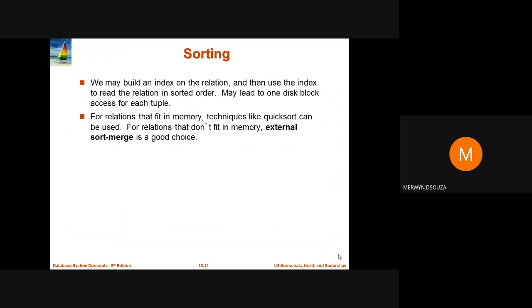For relations that can fit in memory, techniques like quicksort can be used. For relations that do not fit in memory, algorithms like external sort merge can be used. In this lecture, we are going to study how the external sort merge works, and how it can be used to sort the data in a database query.